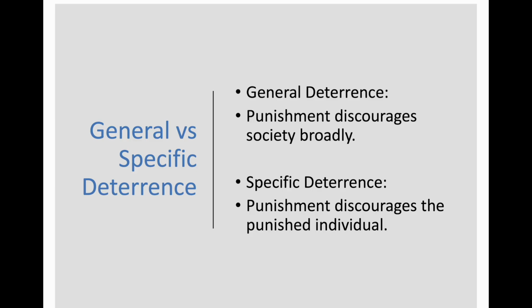Specific deterrence, by contrast, refers to the idea that punishment discourages future offending by a person who is actually punished. The mechanism here is direct experience rather than observation. An individual experiences arrest, incarceration, probation, fines, embarrassment, or some other sanction, and then they decide not to reoffend because of that punishment.